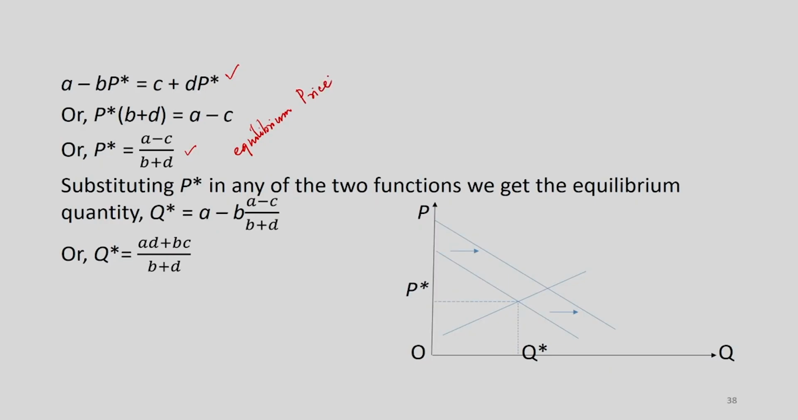So, we have found the equilibrium price. This is given by a minus c divided by b plus d. The next task is to find out the equilibrium quantity. That can be found by substituting this P star in either of these two functions, that is the demand function or the supply function. If we do that, we get Q star is equal to a minus b multiplied by a minus c divided by b plus d. I am just using the demand function here, and if I simplify this, I get this. So, this is my equilibrium quantity.